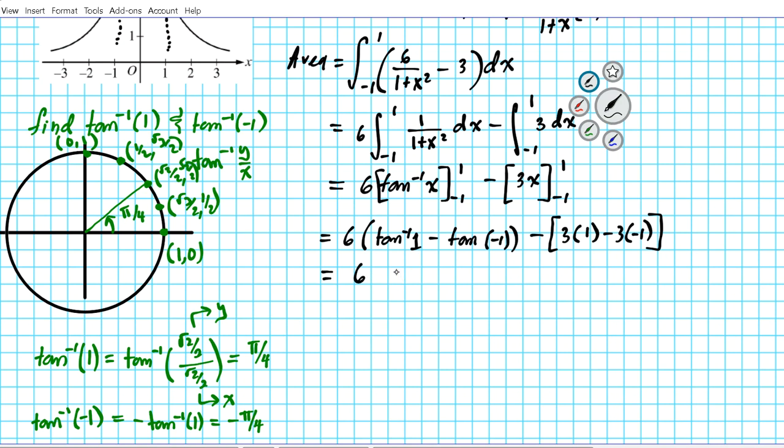Okay, so let's put it in. Arctan of 1 is pi over 4 minus negative pi over 4, minus, here we have 3 times 1 is just 3, plus 3. So let's simplify further. We have 6 times pi over 4 plus pi over 4, which is going to be pi over 2.